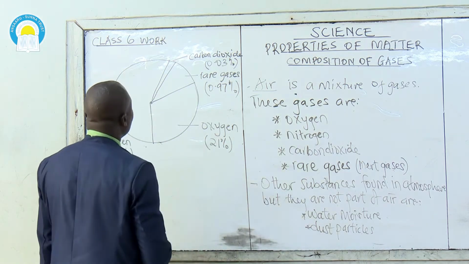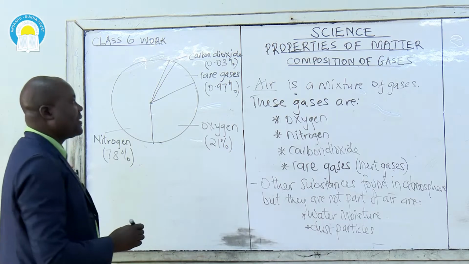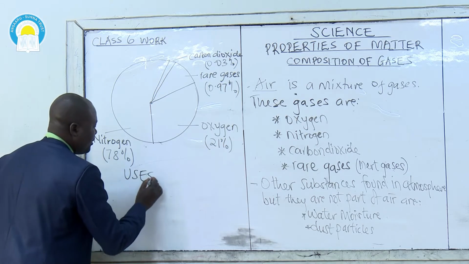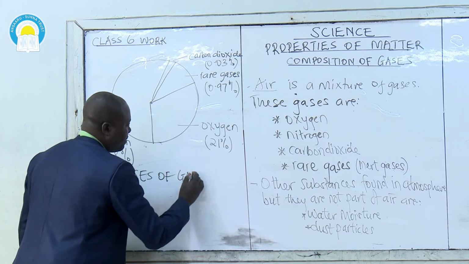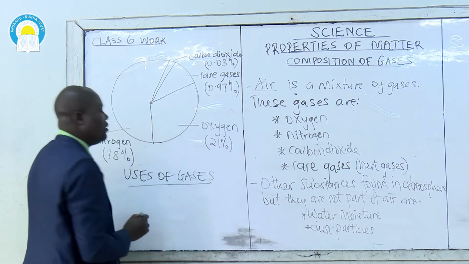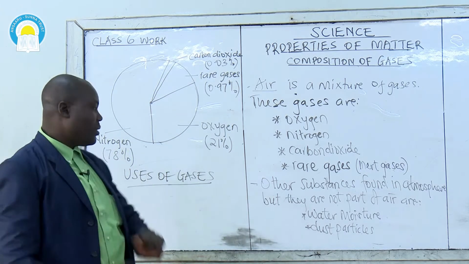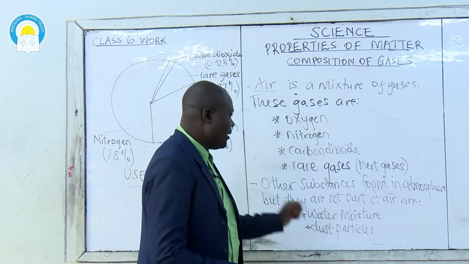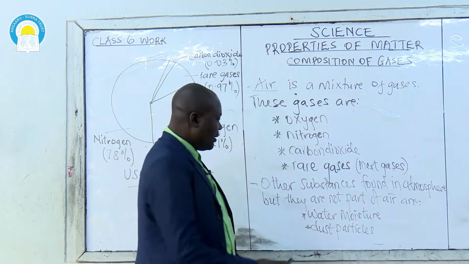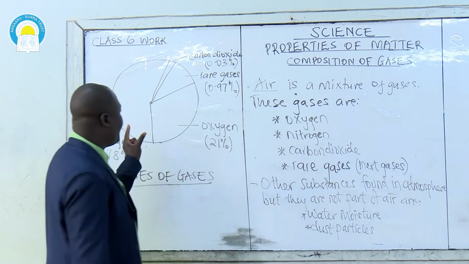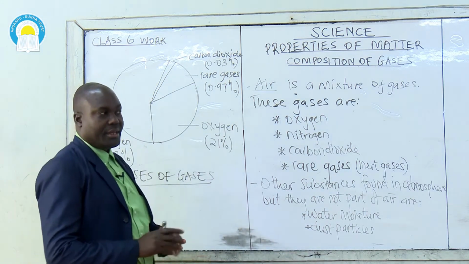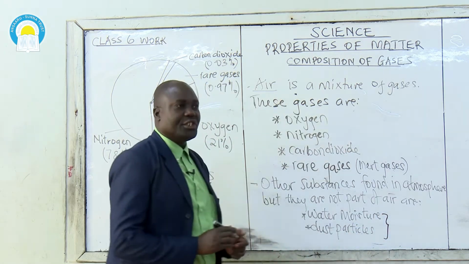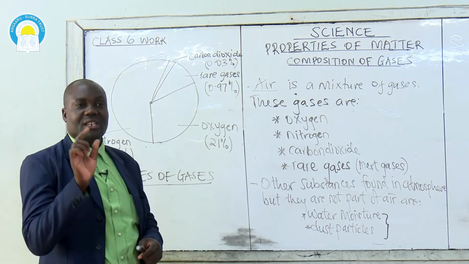So we come to what we call uses of gases. Remember, each gas has a very important role or importance. Before we go to that, let me explain a bit about these two, which are water moisture and dust particles. These two don't have a percentage which is exactly known, because they keep on changing from time to time in the atmosphere.